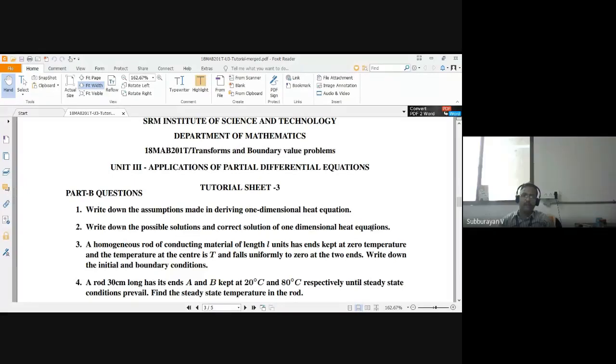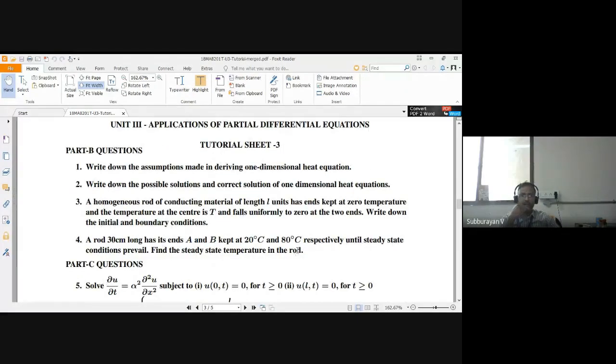Yes, sir. Okay, then, come to question number 3. Question number 3: a homogeneous rod of conducting material of length L units has its ends kept at zero temperature, and the temperature at the center is T, and falls uniformly to 0 at the two ends. Then write out the initial and boundary conditions for the heat equation. This is the one-dimensional heat equation.